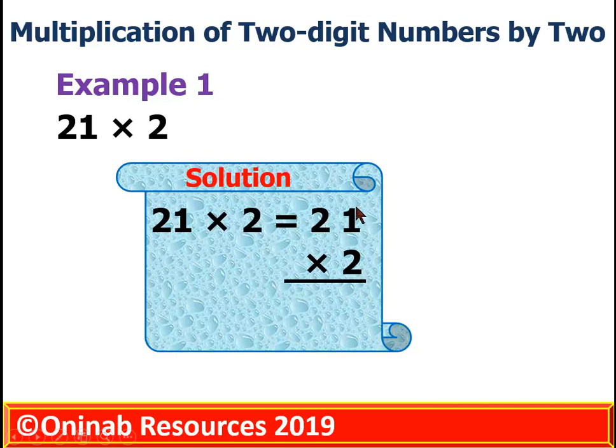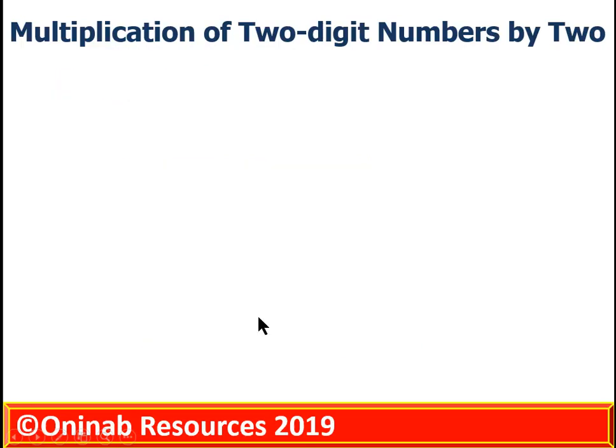So we say 2 times 1 gives 2. 2 times 2 gives 4. So we write the 4. And 21 times 2 gives 42. Okay? So we go to the second example from here.